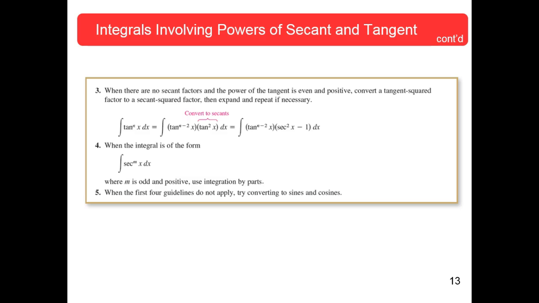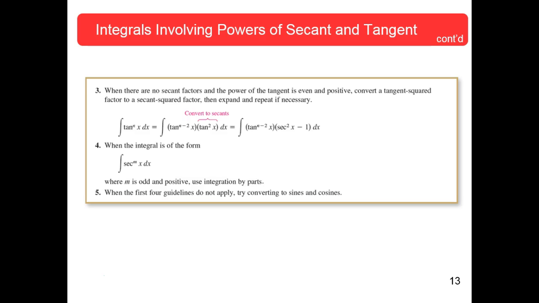All right. Now, when there are no secant factors and the power of tangent is even and positive, ooh, boo hiss. No secants there to mess with, and the tangent is even and positive, convert a tangent squared factor to a secant squared factor, and then expand. So this is tangent, and it's even. If that was odd, no sweat, but it's not. It's even. Okay? So take a tangent squared out, that's the derivative of secant.